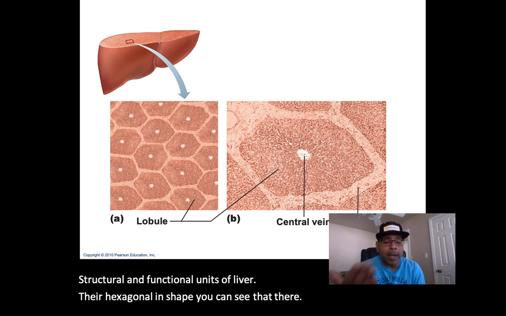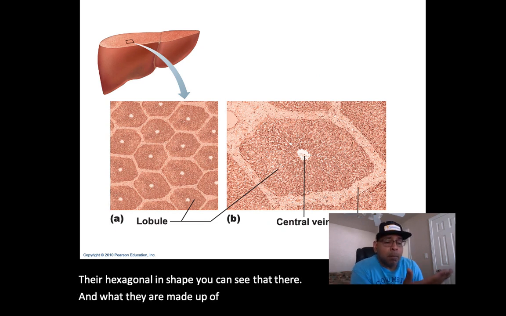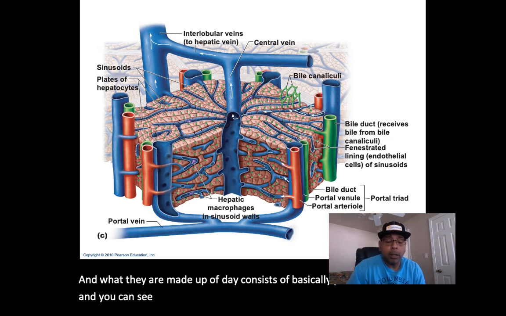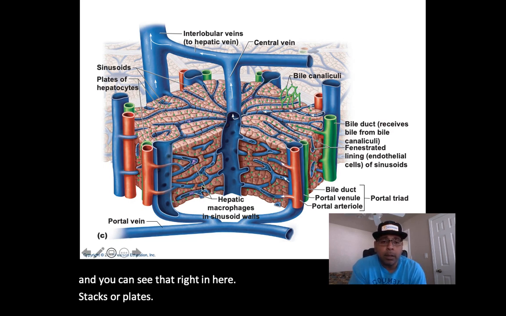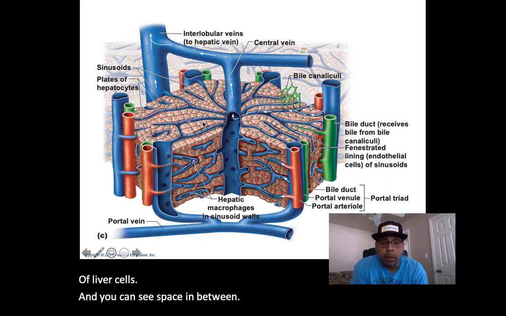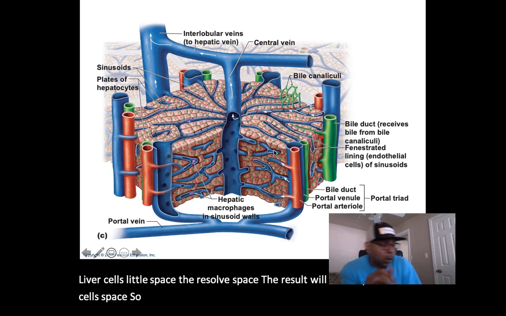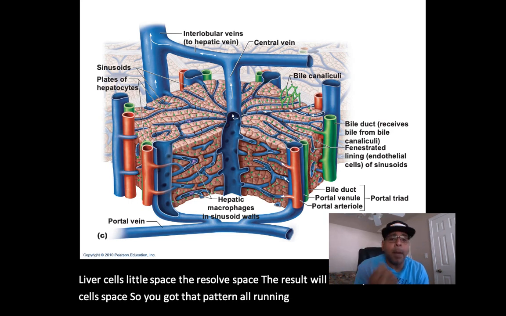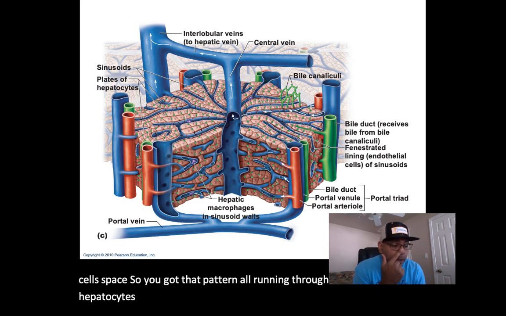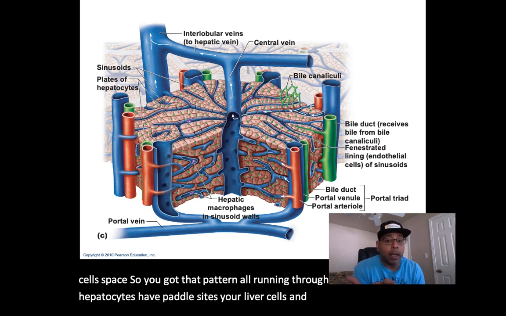They consist of plates of liver cells, and you can see that right in here. Stacks or plates of liver cells, and then you can see space in between. Liver cells, space. Liver cells, space. You have that pattern all running through. Liver cells are hepatocytes. Hepatocytes, your liver cells, and you can see they are organized like bricks.